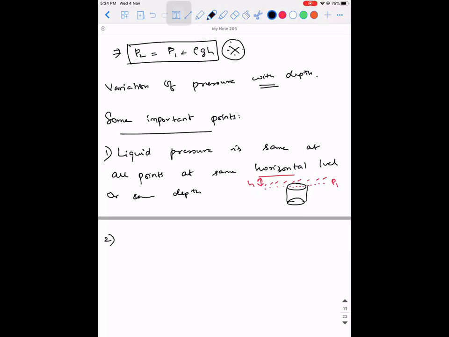Second, pressure at any point inside depends on the depth h.